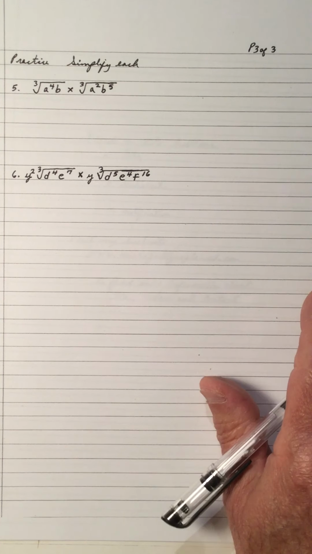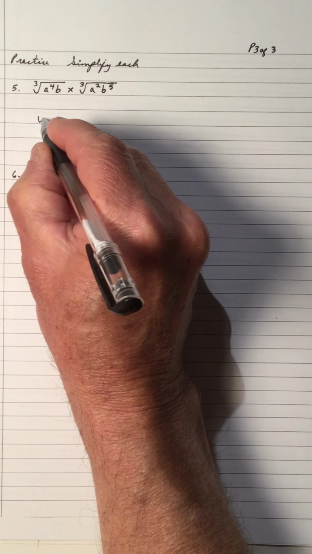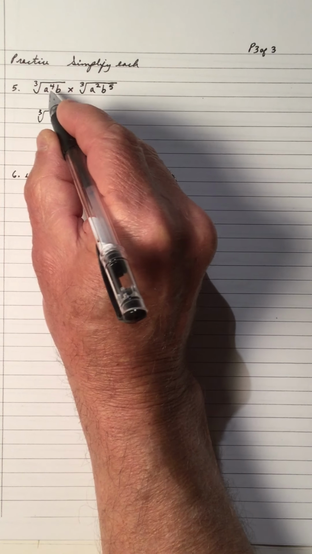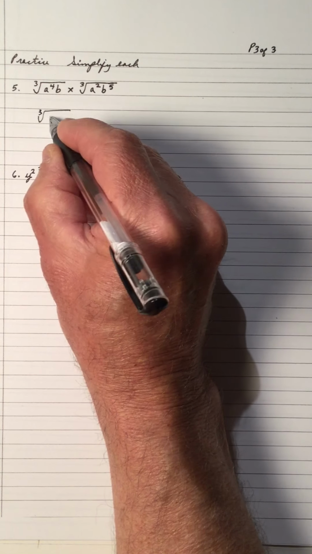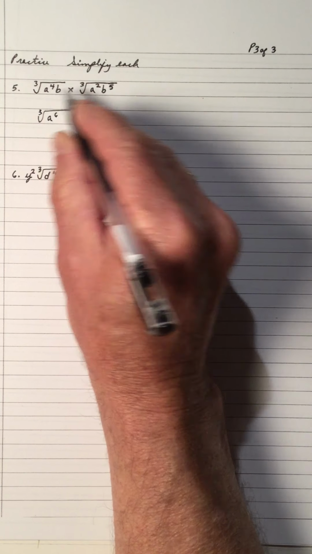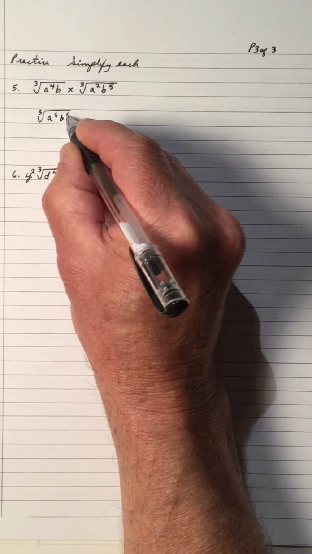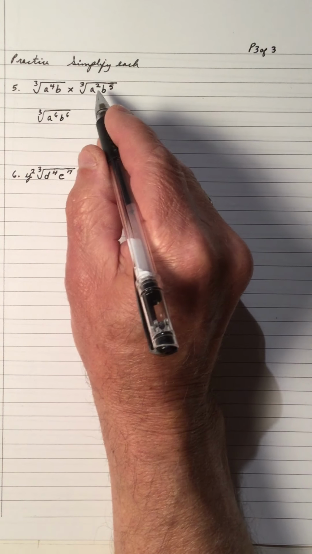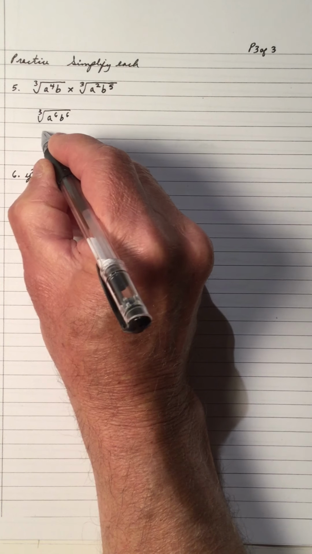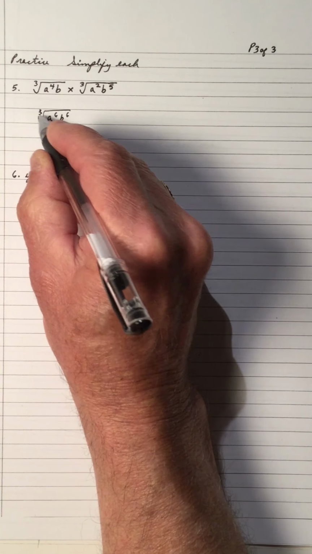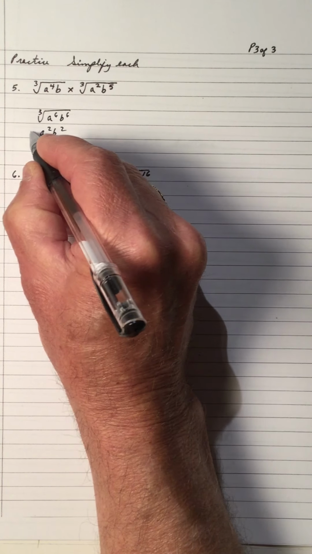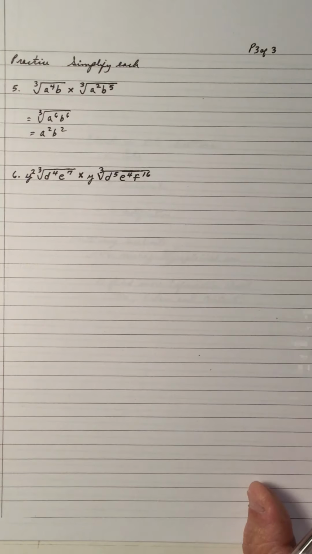Simplify each. Let's multiply these. So this is the cube root. A to the 4th times a squared is a6. Remember, when you multiply, you add. 1 plus 5 is a 6. Multiplying, you add your exponents. 6 divided by 3 is 2. 6 divided by 3 is 2. Perfect. None left inside.